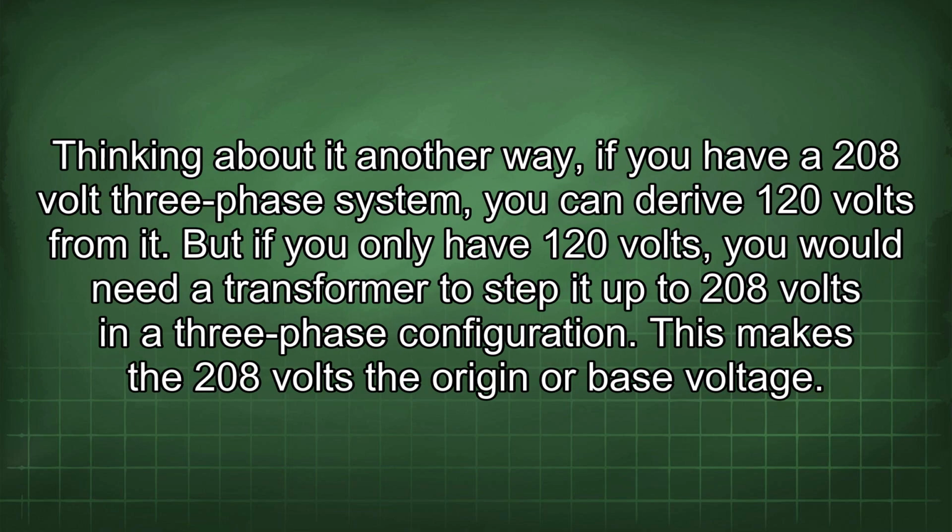Thinking about it another way, if you have a 208 volt three-phase system, you can derive 120 volts from it. But if you only have 120 volts, you would need a transformer to step it up to 208 volts in a three-phase configuration. This makes the 208 volts the origin or base voltage.